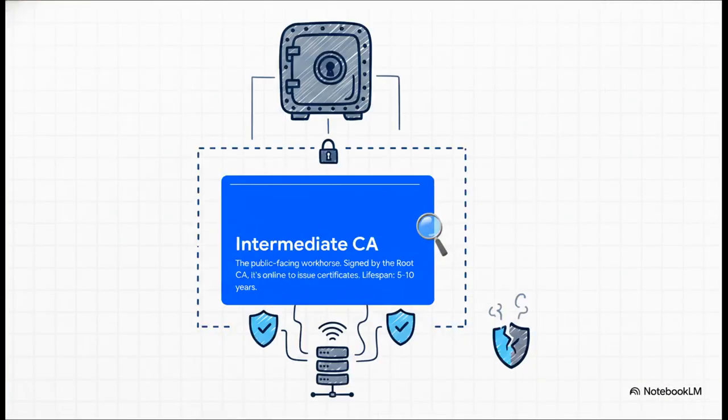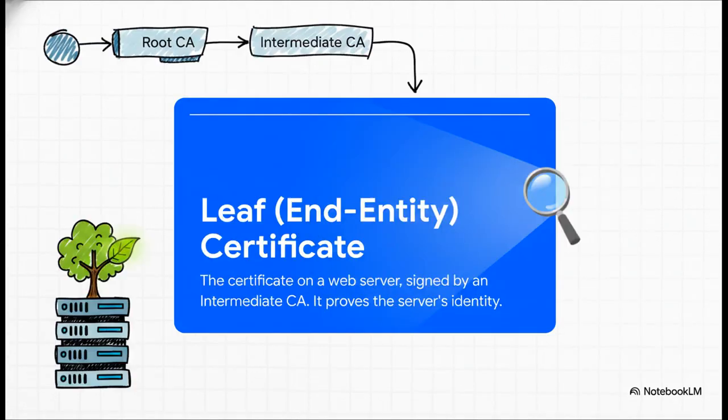But you wouldn't send the Godfather out for everyday jobs, right? That's way too risky. So instead, the root CAs sign certificates for what we call intermediate CAs. These are the public-facing workhorses. They're online, and their whole job is to issue certificates to web servers. They're a super important security buffer, because if an intermediate gets compromised, the root of trust, the Godfather, is still safe and sound.